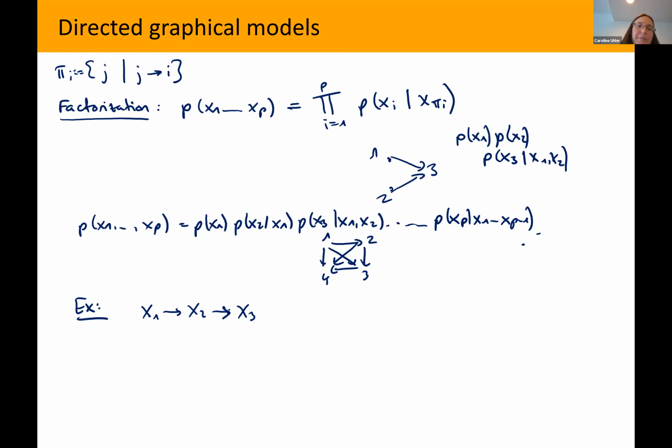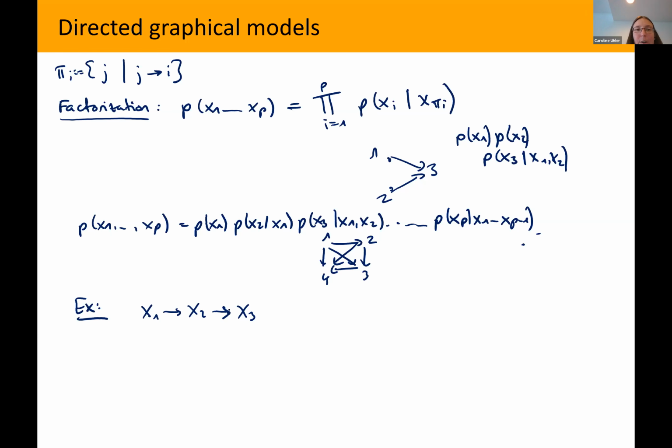So you would probably already think that I have some conditional independence relation here, right? This graph should be something like node 1 is separated from node 3 given node 2. If I remove node 2, then x1 and x3 are separated. Well, that's exactly what happens.